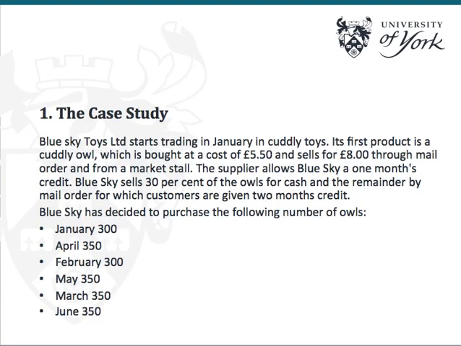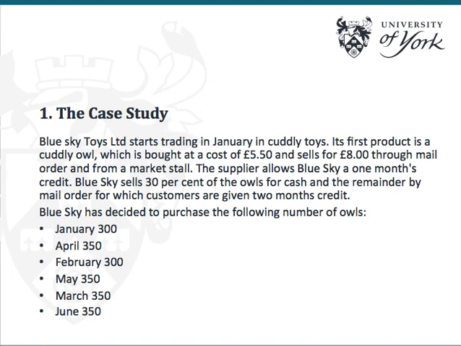Blue Sky Toys started trading in January in Cuddly Toys. Its first product is a cuddly owl, which it bought at a cost of £5.50 and sells for £8 through mail order and from a market stall. The supplier allows Blue Sky 1 month's credit on its purchases, and Blue Sky sells 30% of its owls for cash and the remainder by mail order, for which customers are given 2 months credit.